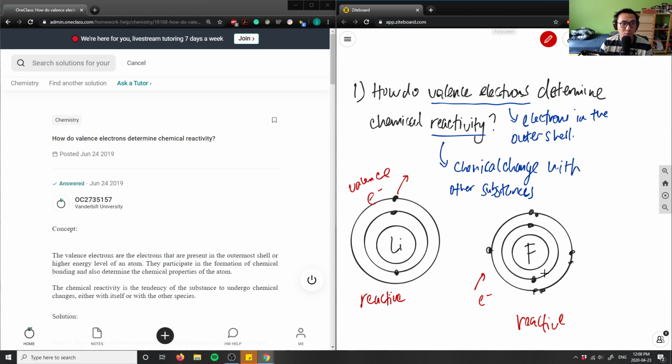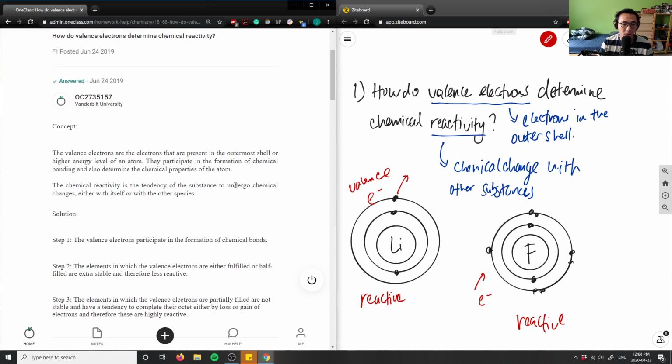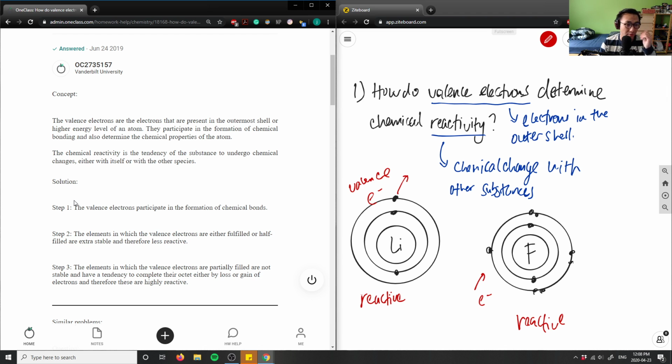So again, these valence electrons determine chemical reactivity. If they're close to achieving a full shell, they are very much reactive here. So let's look at the solution here. Step 1: the valence electrons participate in the formation of chemical bonds. This here is correct, right? Because the valence electrons basically dictate the energy level of the element firstly, and they also dictate how those electrons are being moved to create new chemical compounds. So that's the property of reactivity here.